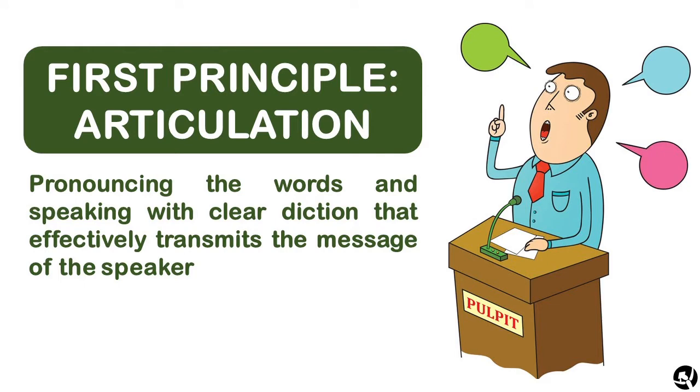When the speaker's words cannot be understood because of poor articulation, the speech might as well not have been delivered at all. Word choice and grammatical correctness are necessary in writing the speech, but it is articulateness in pronouncing the words and speaking with clear diction that effectively transmits the message of the speaker.